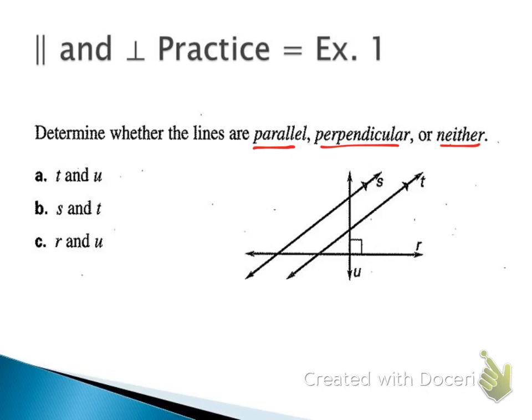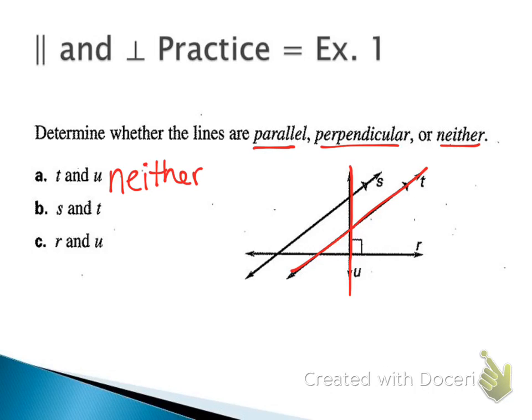For letter A, we are looking at lines T and U. So I'm going to trace over those so I can focus on those two lines. Jordan, what do you think? Neither. Okay, these two lines intersect each other, so that means they cannot be parallel. They do not intersect at a right angle, so they're not perpendicular. So T and U would be neither.